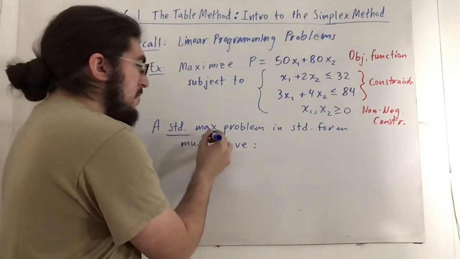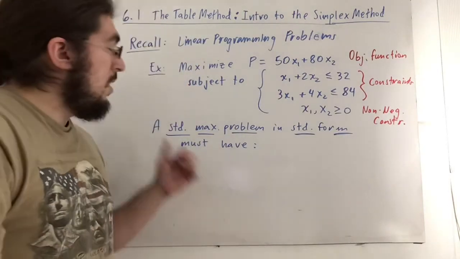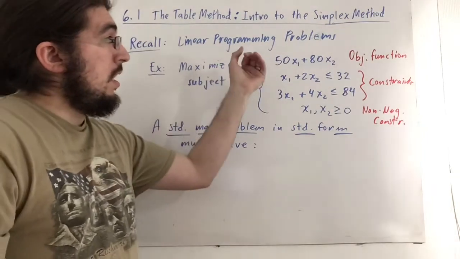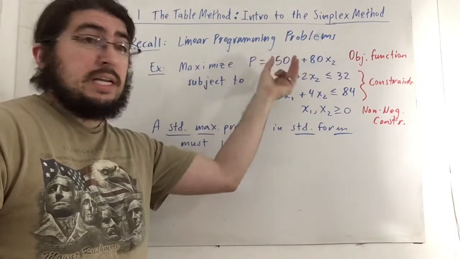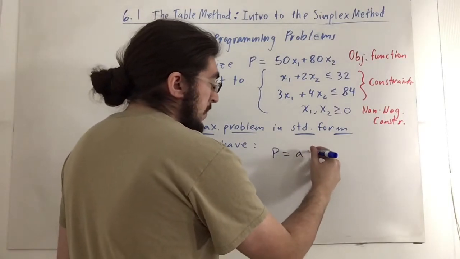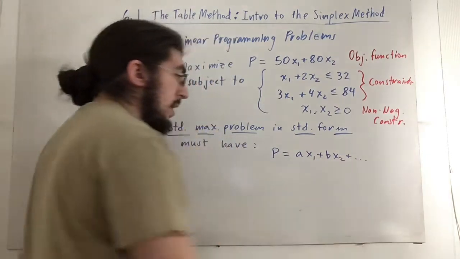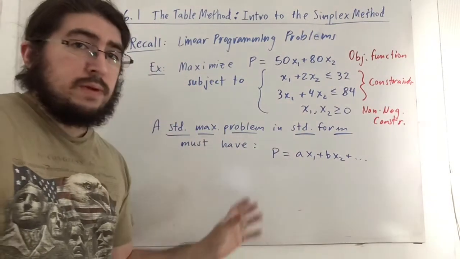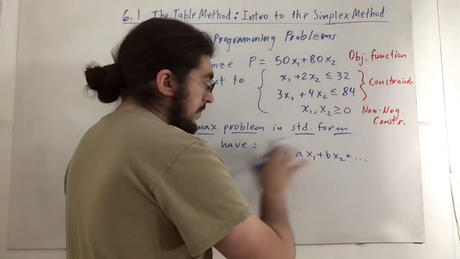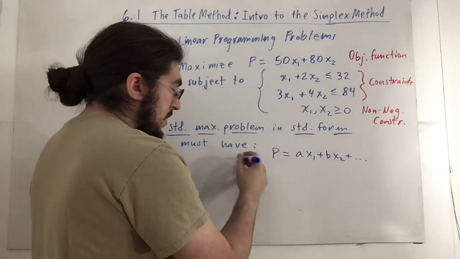So a standard maximization problem in standard form, again it's a mouthful, must have the following. It must have an objective function that is written like this in standard form. So it must have p is equal to something times x1 plus something times x2 and so on. And I say x1 and x2 because there could be more. There could be x3 and x4 all the way to xn. But that's what I'm going to say there. And our constraints, so this is our objective function.